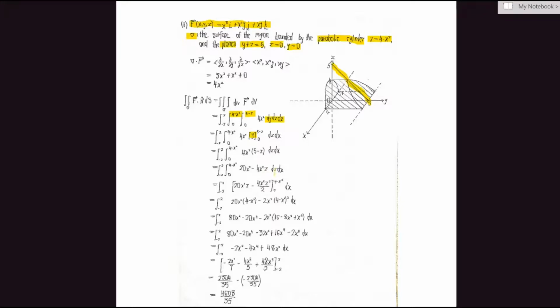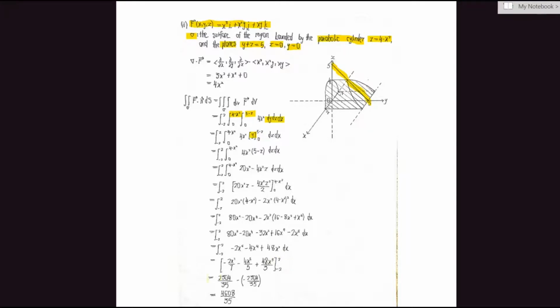So we integrate in terms of dz. So we get 20x squared in bracket 4 minus x squared, minus 2x squared in bracket 4 minus x squared, squared. So when we simplify, we will get negative 2x to the power of 6 minus 4x to the power of 4 plus 48x squared.